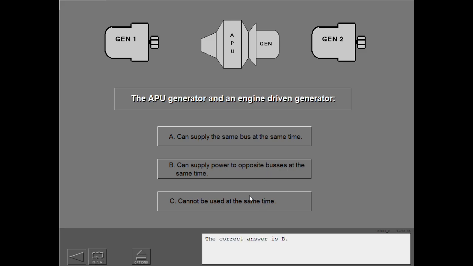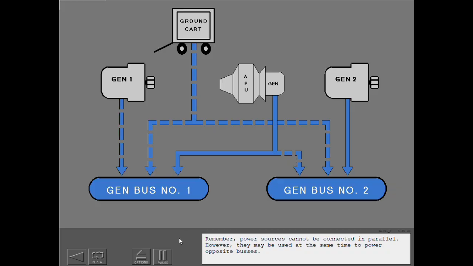The correct answer is B. Remember, power sources cannot be connected in parallel. However, they may be used at the same time to power opposite buses.